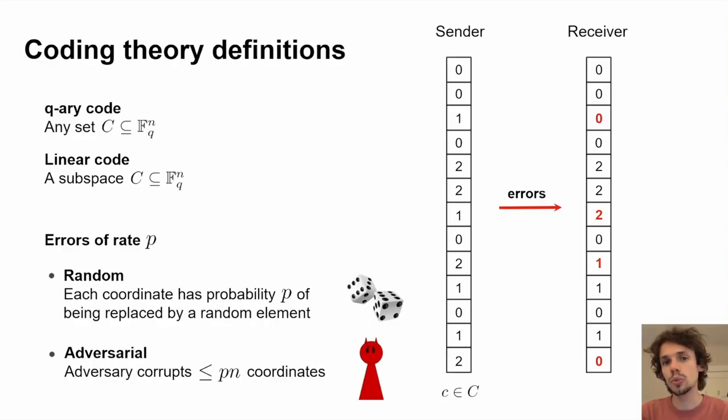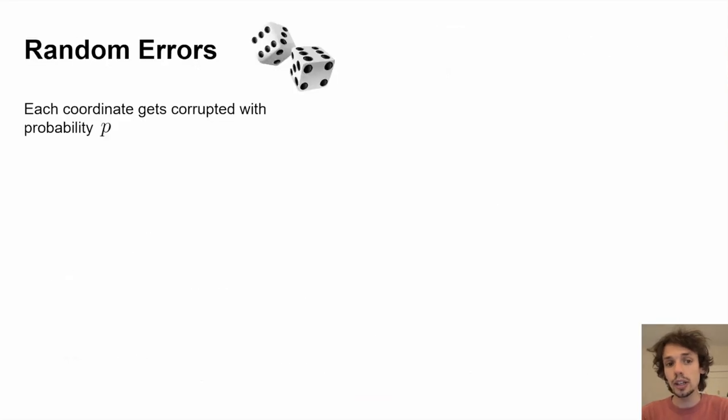Now, when we design codes, we want them to have two main properties. So the first property is we want the dimension of the code to be as large as possible, because the more messages you have, the more information the two parties can transmit to each other. And then the second property is we want the code to be resilient to as many errors as possible. Now, in the random error model, the optimal trade-off between these two properties is well understood.